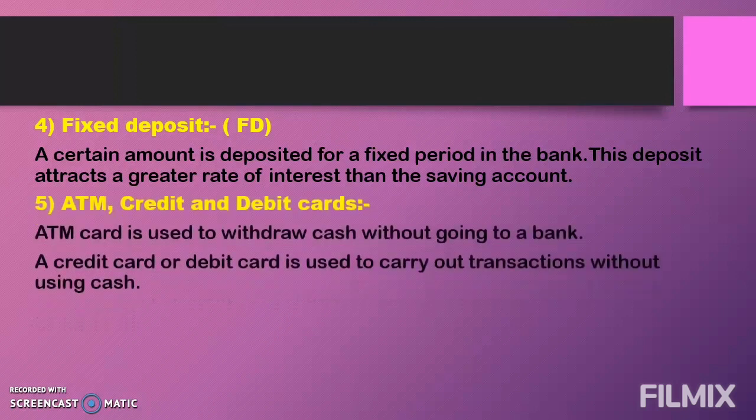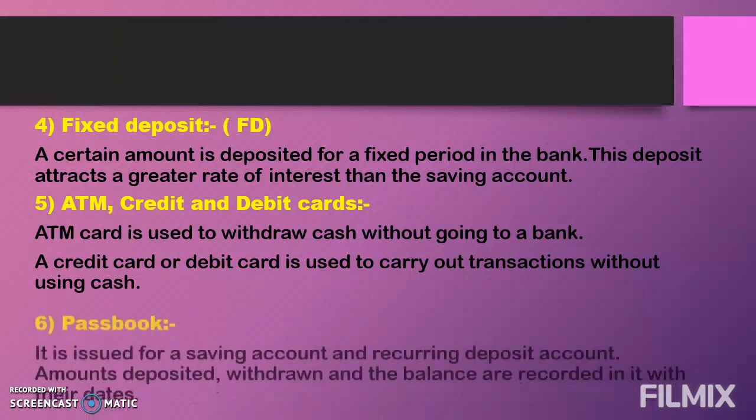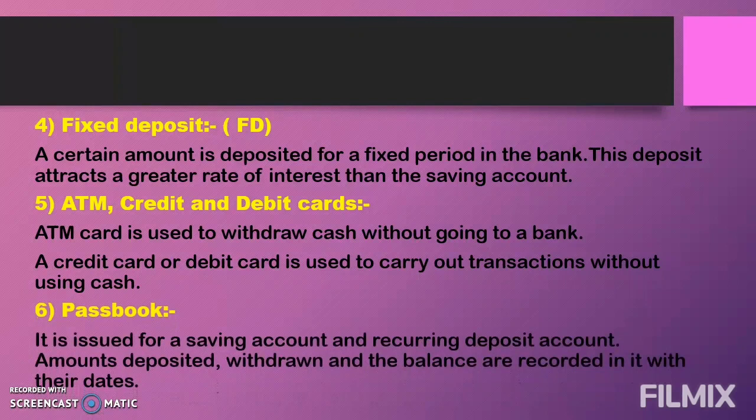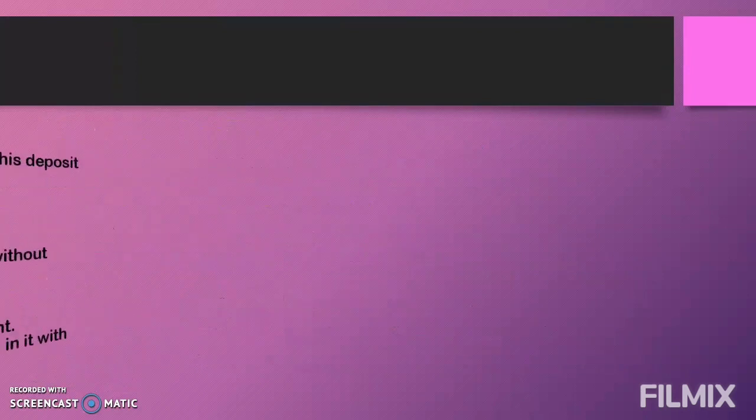Next, we will see what is ATM card, credit card and debit card. ATM card is used to withdraw cash without going to a bank. A credit card or a debit card is used to carry out transactions without using cash. Next is passbook. It is issued for a saving account and recurring deposit account, that is RD. Amounts deposited, withdrawn and the balance are recorded in it with their dates.